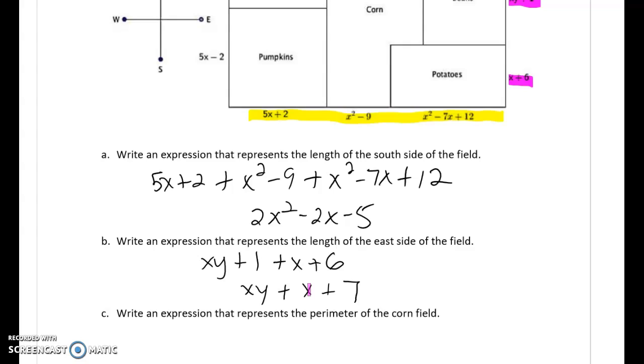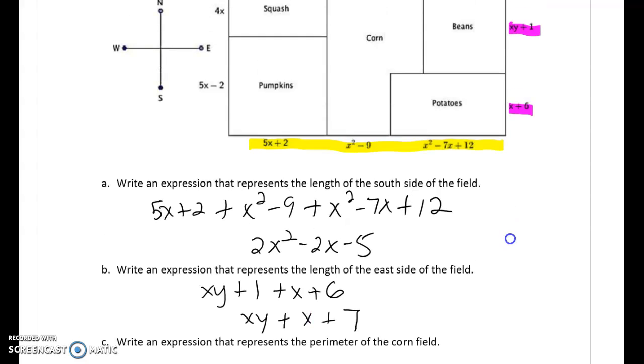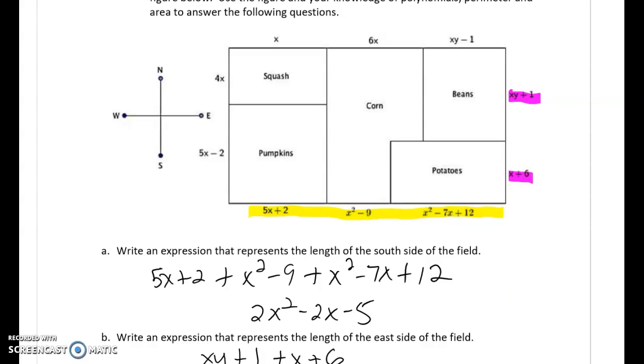Okay. All right. Let me give you a little bit more time to see if you can figure out part C. It says write an expression that represents the perimeter of the cornfield. So how this is different is that now we're looking for the measurement of all of this, and so we're adding all of this up. Perimeter of the cornfield.